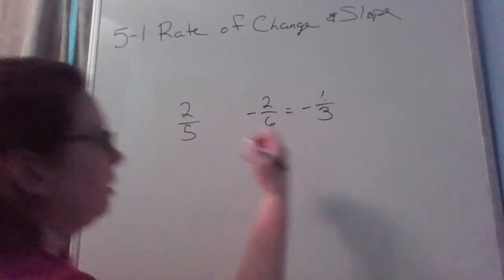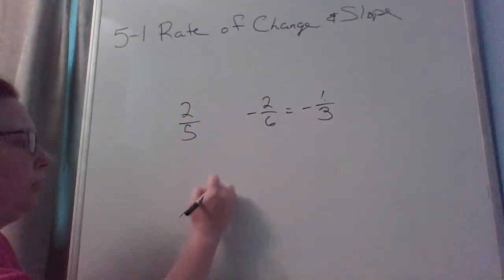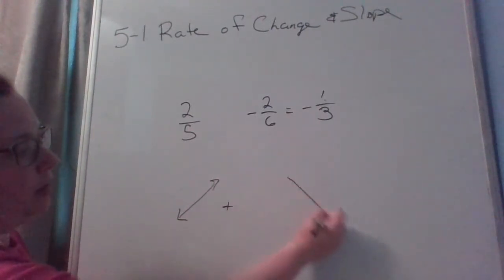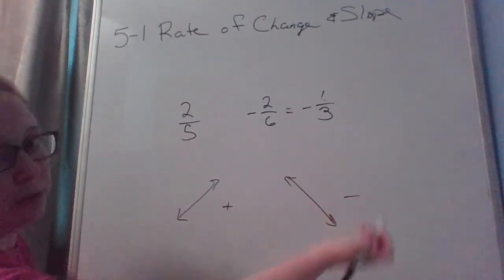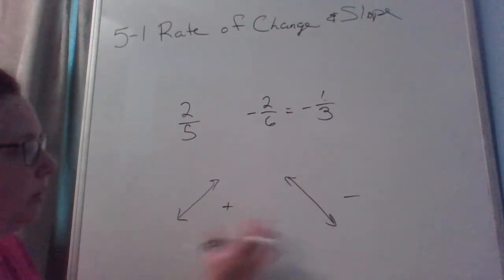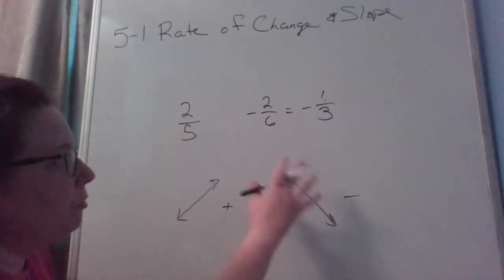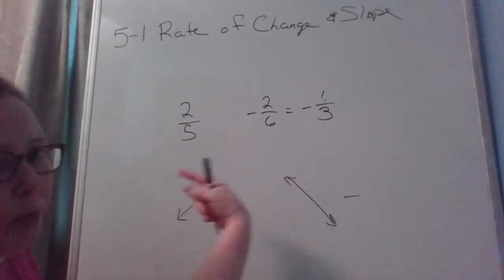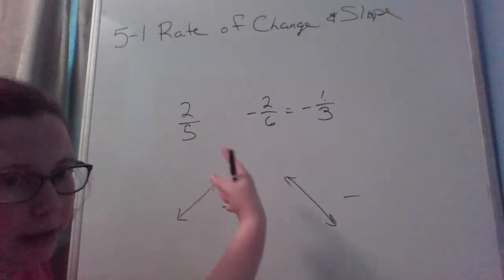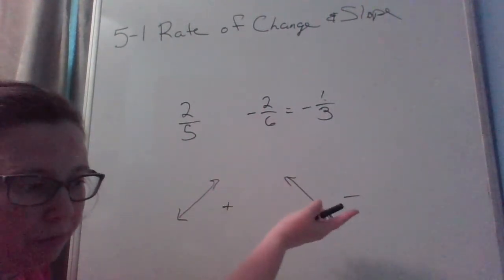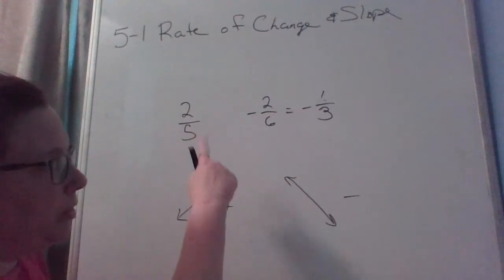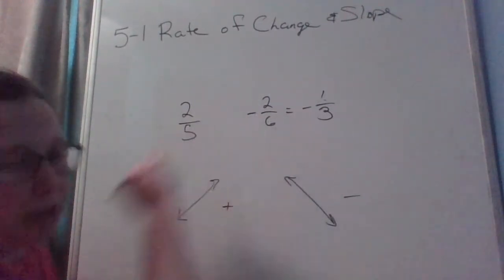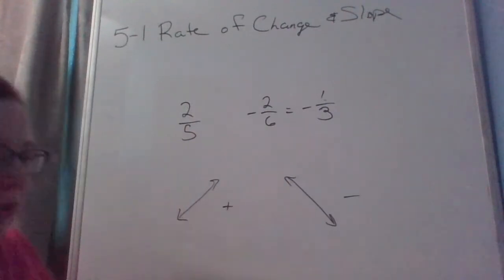Things to keep in mind: if your line is going uphill, that's going to be a positive slope. If you are going downhill, this is going to be a negative slope. And that's very important to remember. Also remember that you can reduce these. Remember to start with your point on the left, and then you're going to count up or down, and then to the right. When you count up or down, that's giving you your numerator. When you count to the right, that's going to give you your denominator.